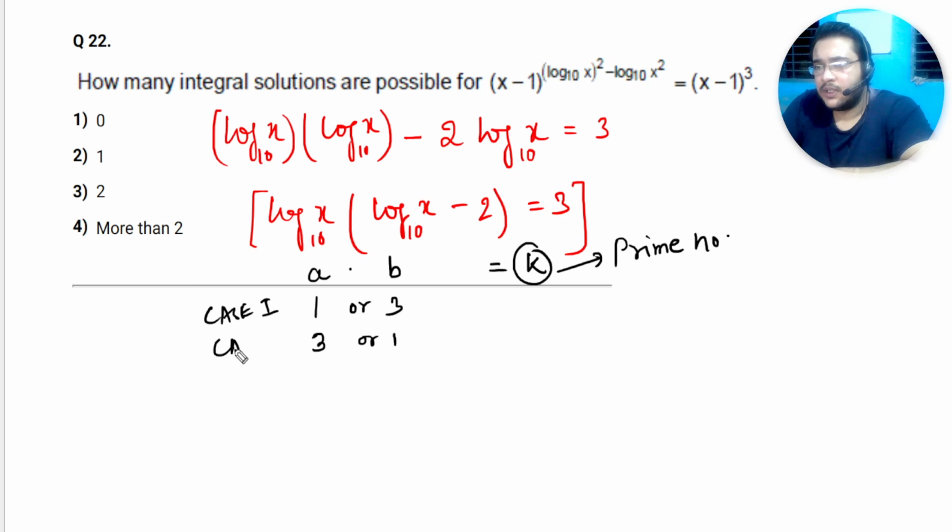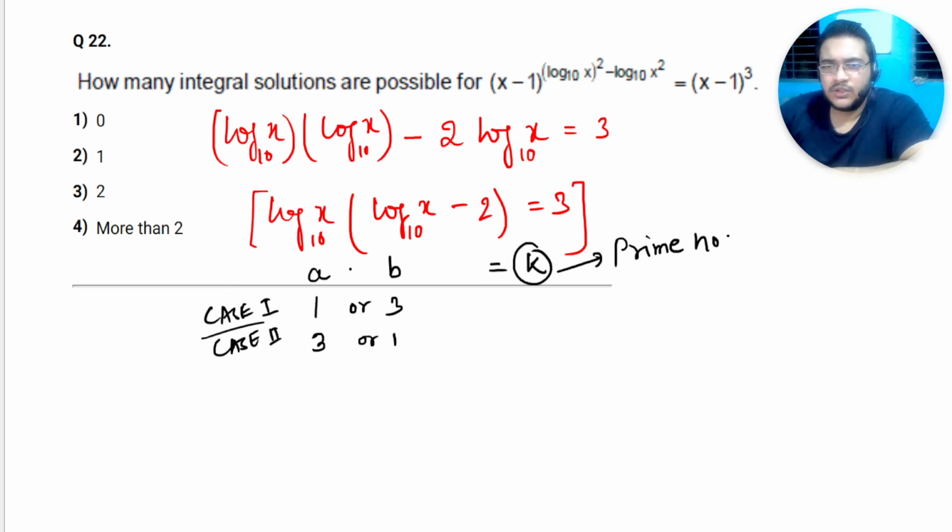So this is case 1 and there is another case 2. Now you can ask me, sir, what about minus 1, minus 3, minus 3, minus 1? Obviously, I'm not taking those negative values because log is not defined for negative values. So that way, I'm not taking that.